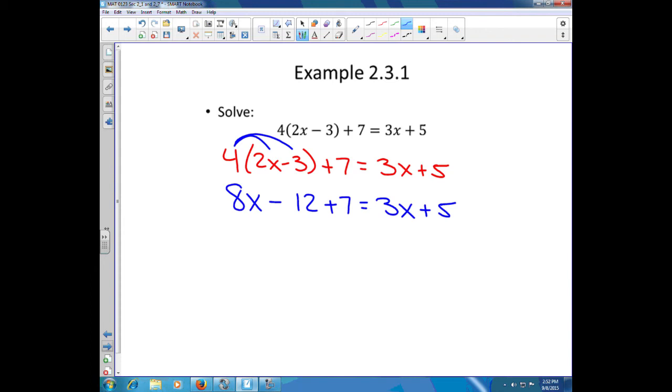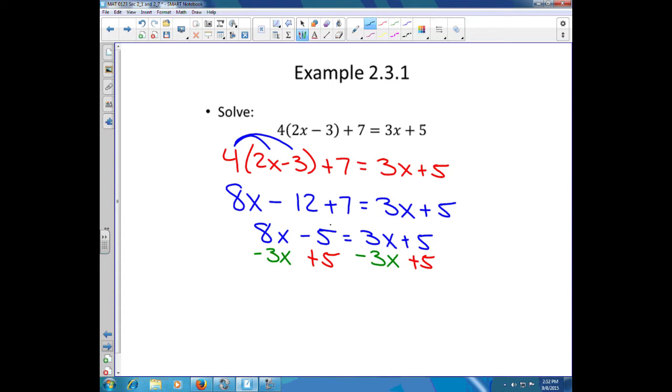Now we want to combine like terms on both sides. 8x, negative 12 plus 7 is negative 5. That's equal to 3x plus 5. Now we want to move variable terms to one side, so we can subtract 3x from both sides. And we want to move number terms to the other side, so we can add 5 to both sides.